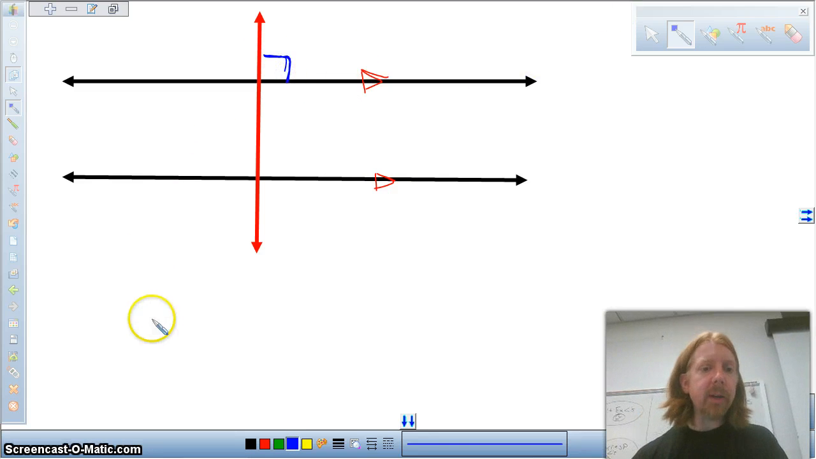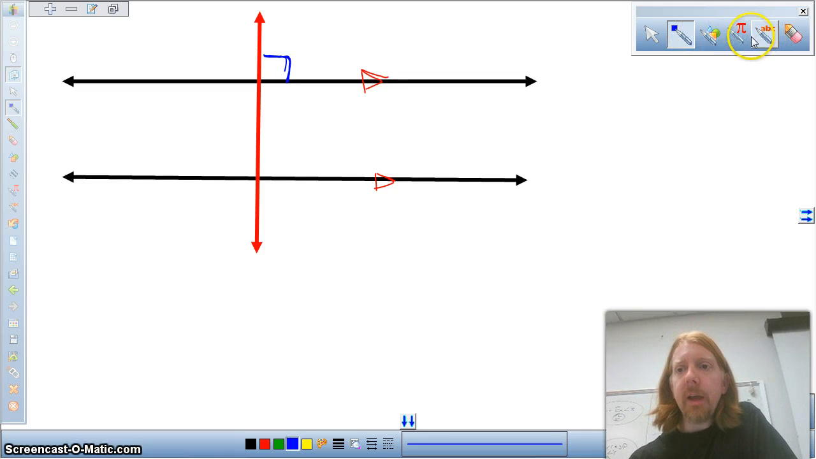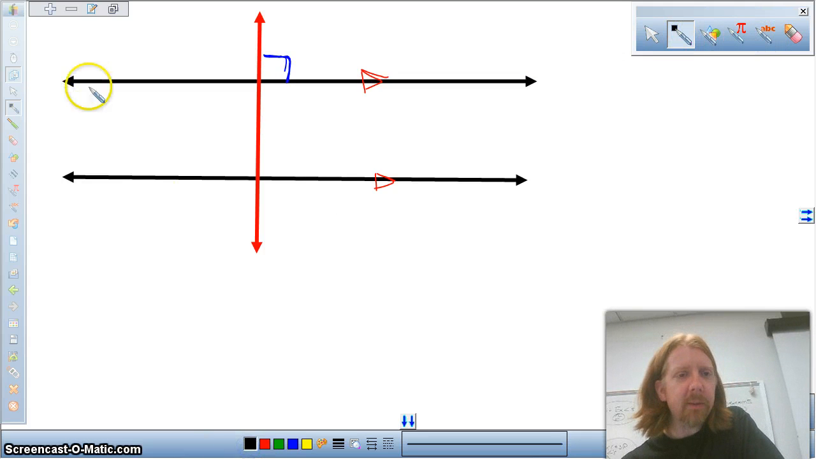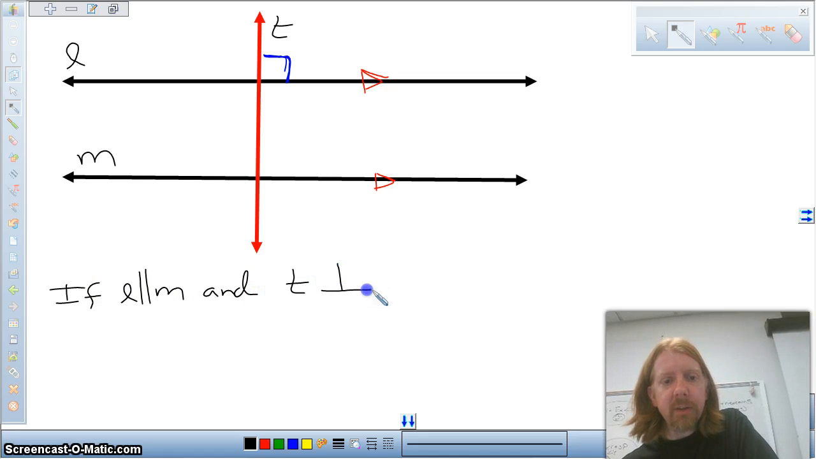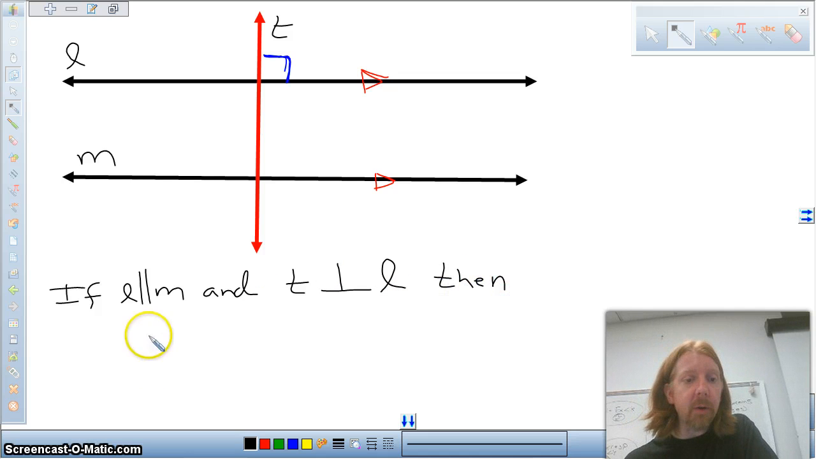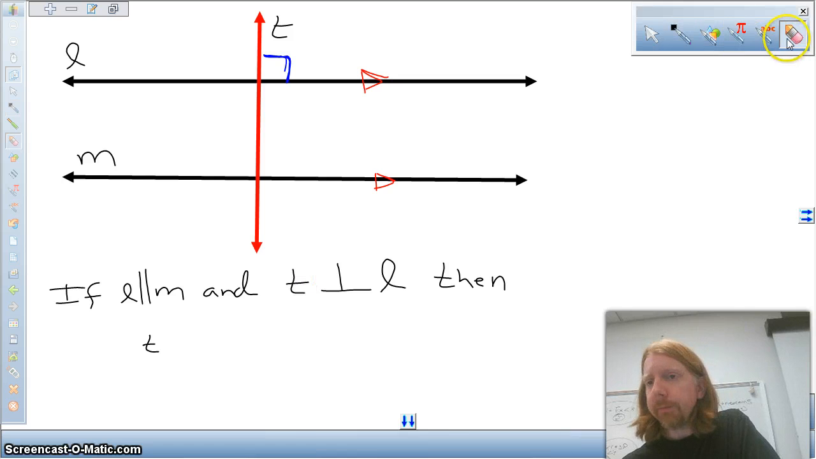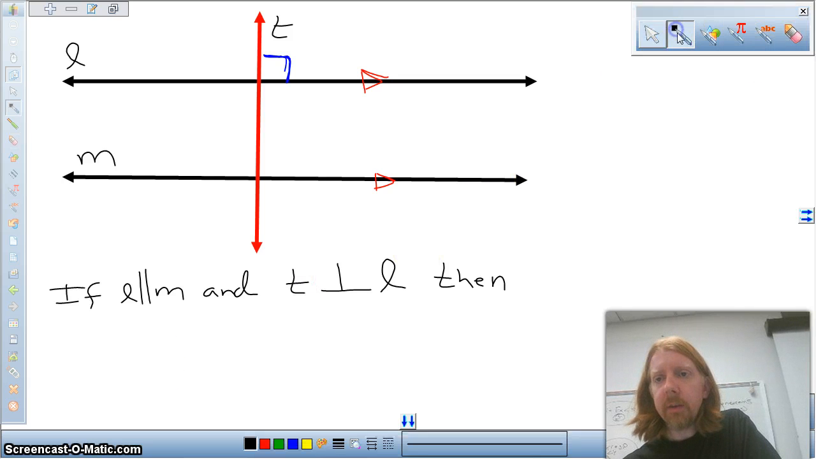Let's put some labels on here. Here's L, here's M, there's T. I might say that if L is parallel to M and T is perpendicular to L, then it's going to follow that T is perpendicular to M.